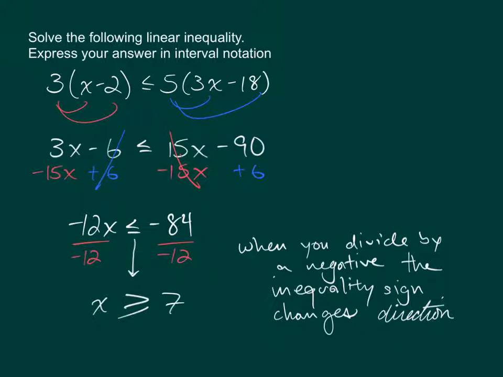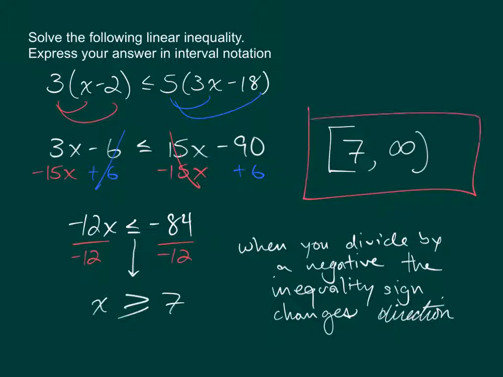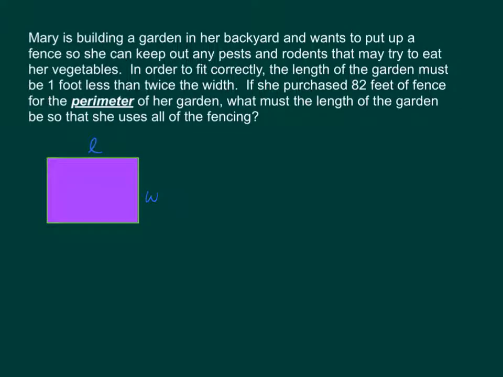What this looks like in interval notation is we want numbers that are bigger than 7. So we will start the interval notation at 7, and numbers that are bigger than 7 go all the way to infinity. Now the ending symbol here on 7 will be a square bracket because of the equal to bar in our inequality. So we solved the linear inequality, and we have our answer in interval notation.